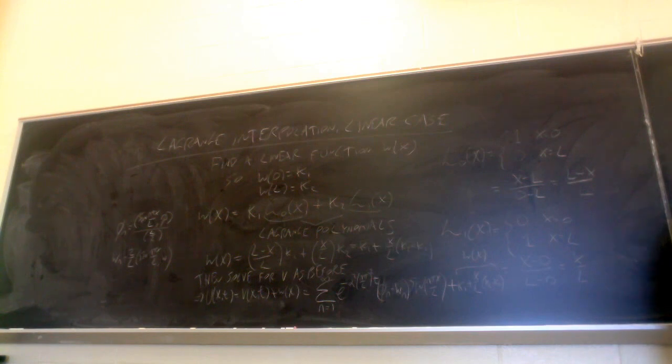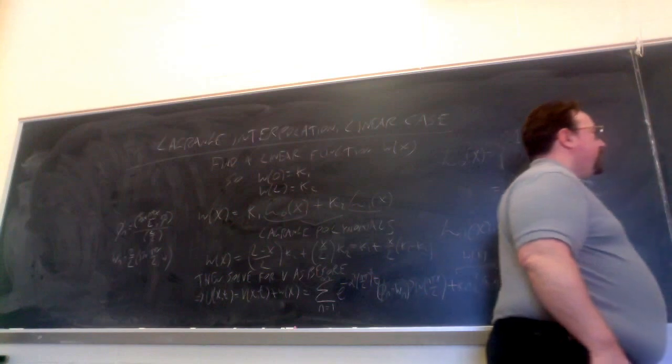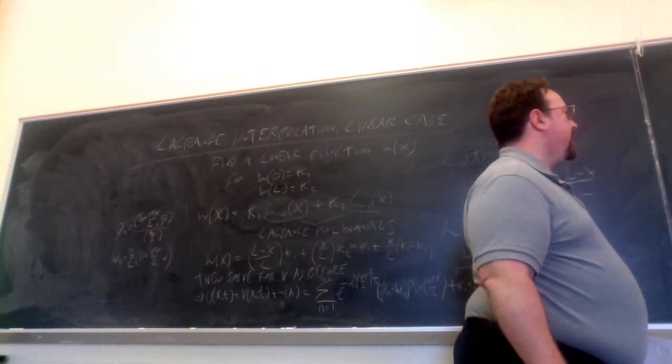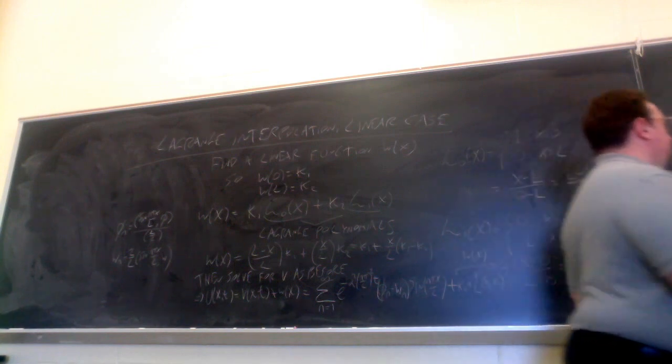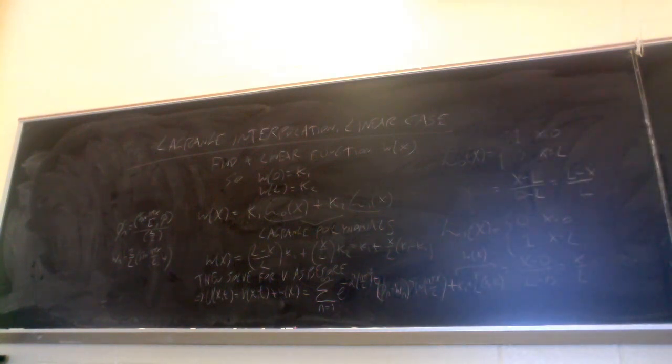So w of 0 and t, what happens if we plug in x equals 0? What are we going to get? Just k1 of t. Now, it's supposed to be equal to a of t. So that determines what k1 is. So that one has been settled. We just have to figure out what k2 is. So for that, we need to plug w of x and t into this boundary condition.